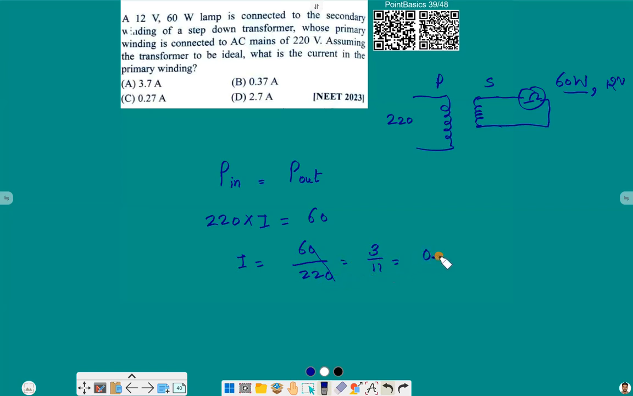That will be 0.27, yes, 0.27 ampere, and it is option C for us. Let's move to the next one.